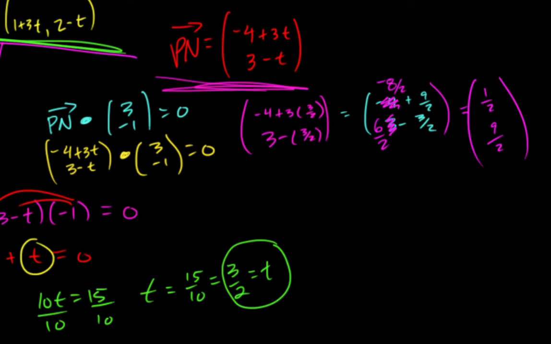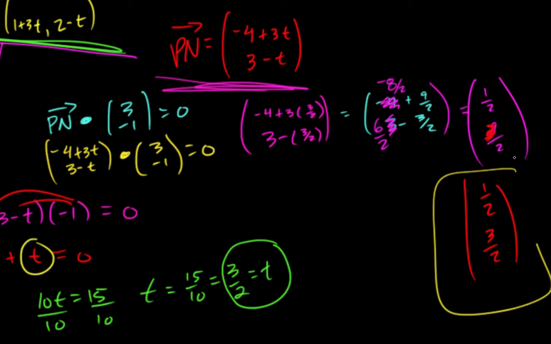And if we factor out a, oh, why did it say 9? 6 minus 3 is 3. Okay, there we go. So that's 1 half, 3 halves. I multiplied instead of subtracted for some weird reason. Okay, so this is our vector.